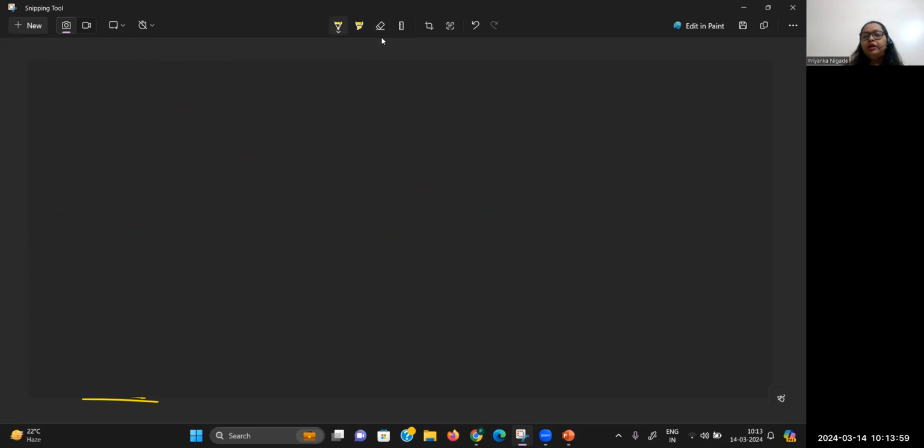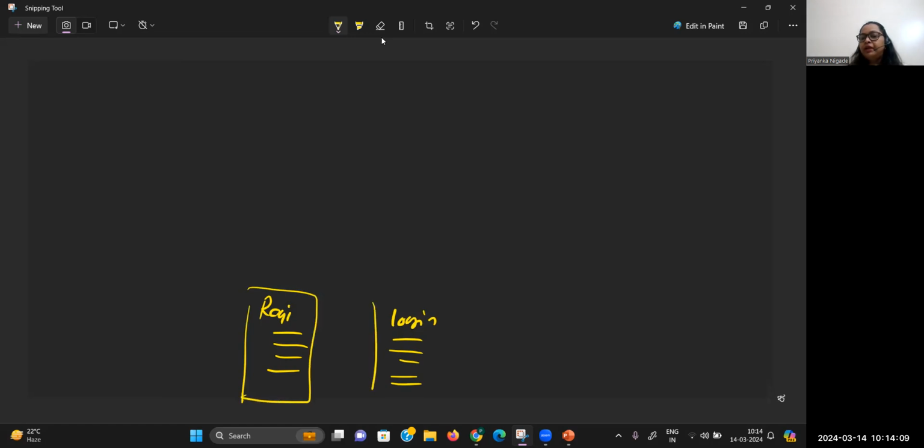Second point, how does the developer develop the code and how do we test it? At this moment, developers start with the unit level. Suppose this is a register module. This is a login module code. The developer tests each and every functionality independently. This level is called unit testing. Okay. So the developer is responsible for unit testing.